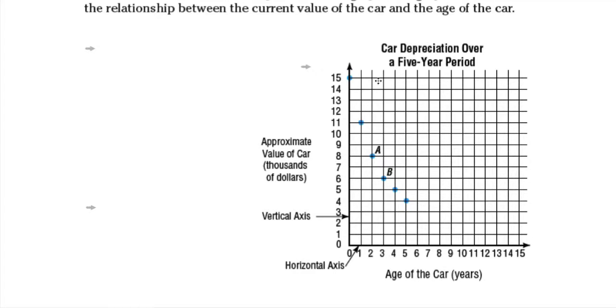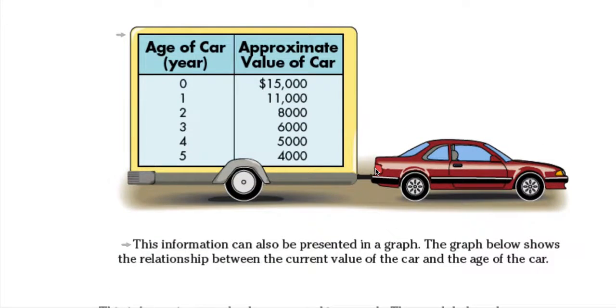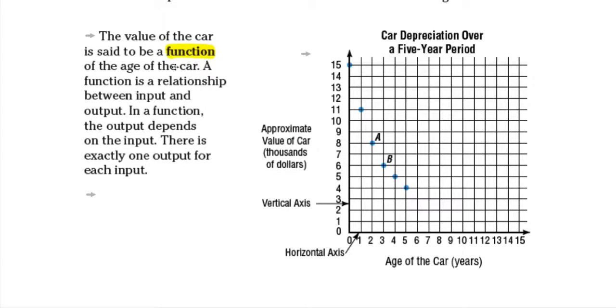Car depreciation over a 5-year period. If you notice, on the vertical axis we have the approximate value of the car in thousands of dollars. On the horizontal axis, you have the age of the car in years. These points are the points that we have on our table. So the value of the car is said to be a function of the age of the car. A function is a relationship between input and output. In a function, the output depends on the input. There is exactly one output for each input.